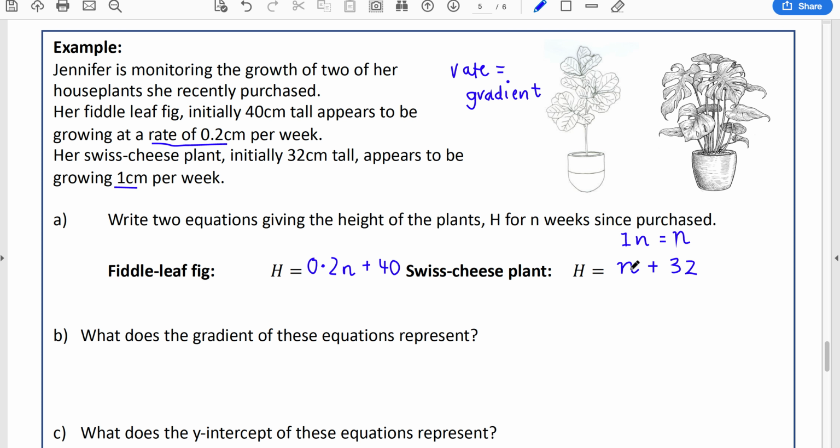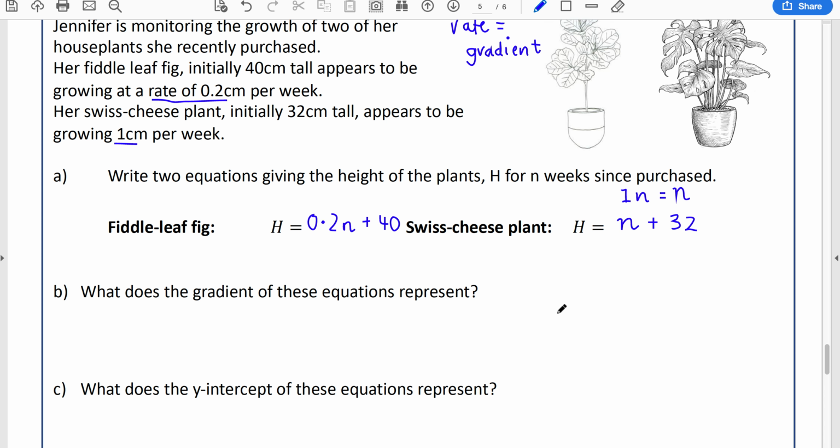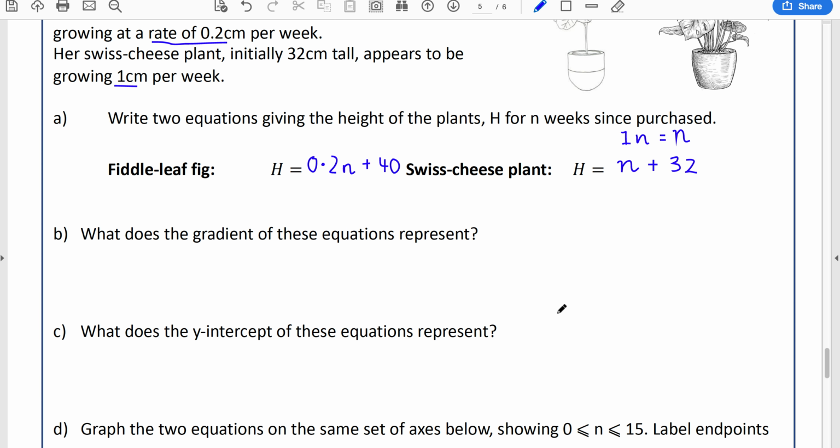So however many weeks, say it was 3 weeks, that means that it would have grown 3 centimeters plus the 32. So it would be up to 35 centimeters at that point. So there's our two rules. We've got h equals for both since we're talking about height. And we're asked what does the gradient of these equations represent.